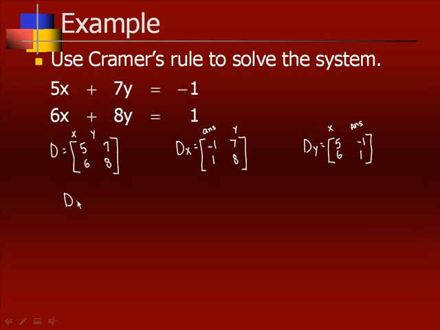So what we're going to do is use our little 2 by 2 formula. 5 times 8 minus 6 times 7. 40 minus 42. So our D would be -2.